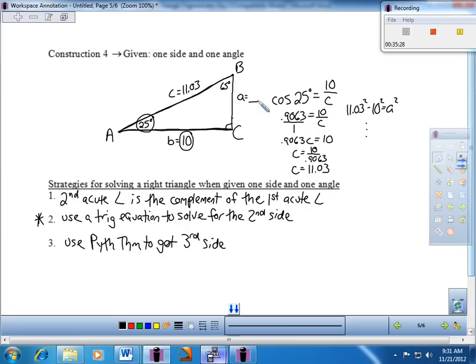Whatever that is, put it in. And that's basically it. That's how we're going to solve these right triangles here. The key, of course, is number 2, working through an equation there.